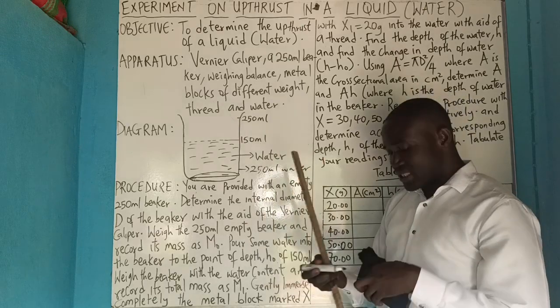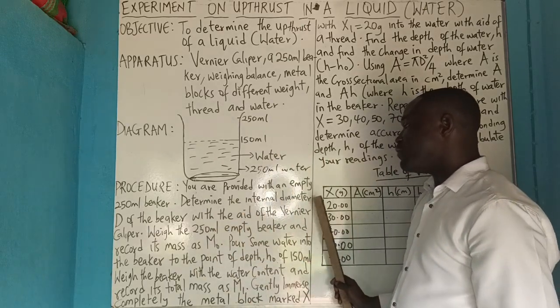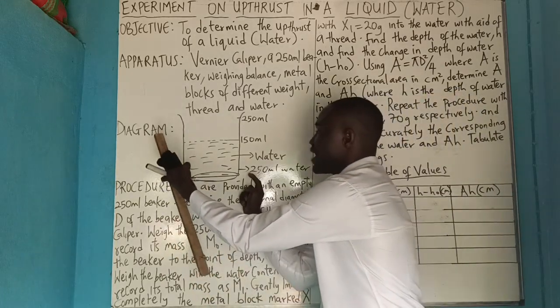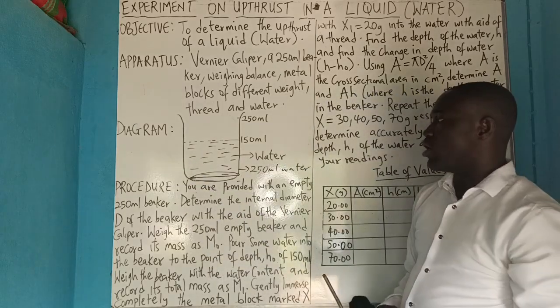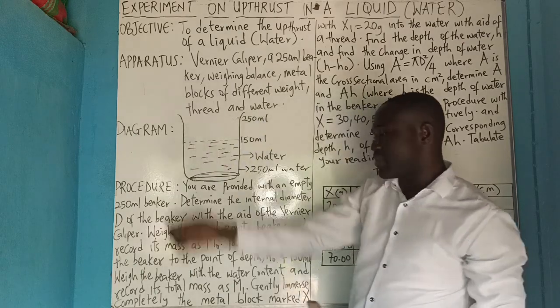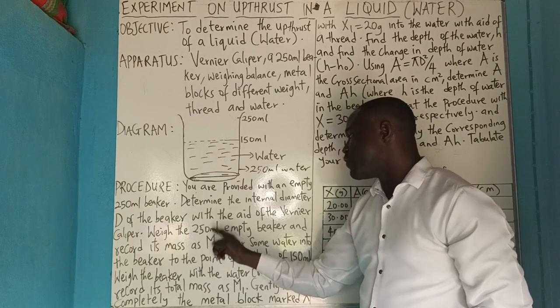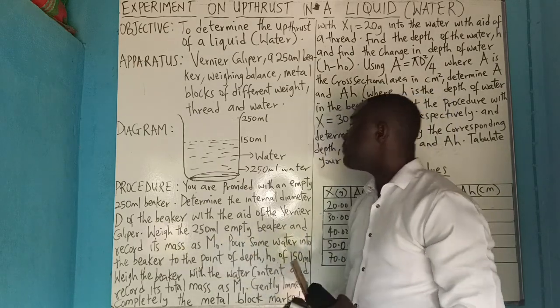They say determine the internal diameter of the beaker with the aid of the vernier caliper. So you have to mount the vernier caliper like this, or you fix it inside such that it will get the diameter. Then weigh the 250 ml empty beaker and record its mass as M0.